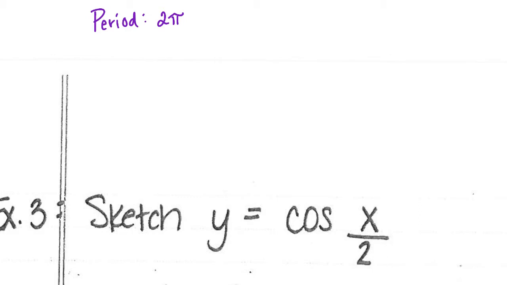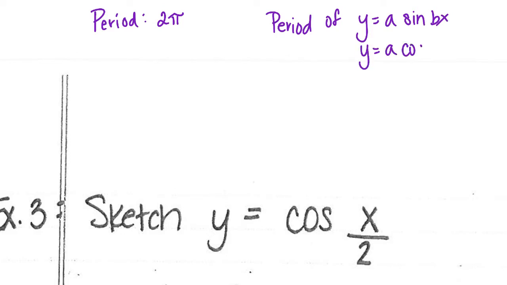It says, let b be a positive real number. The period of y equals a sine bx and y equals a times cosine of bx is equal to 2 pi over b.